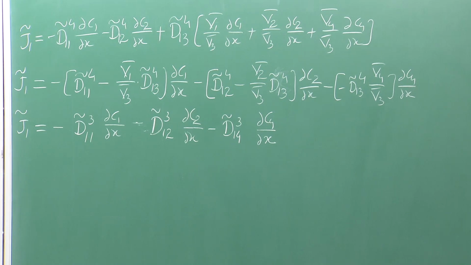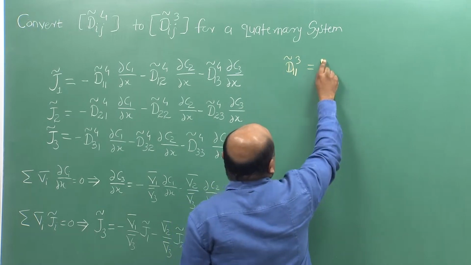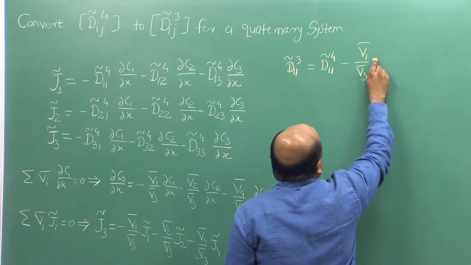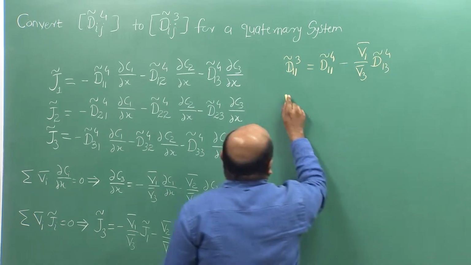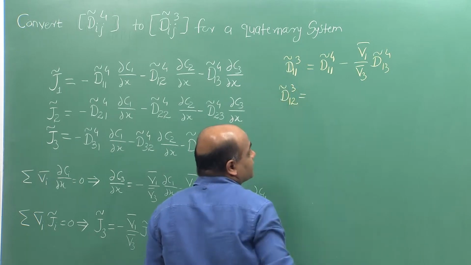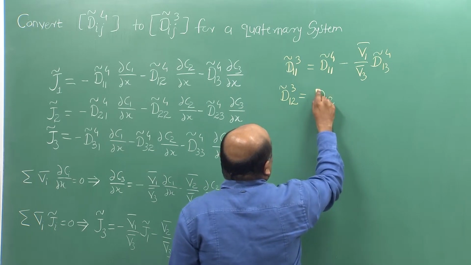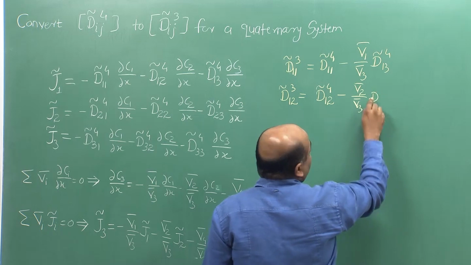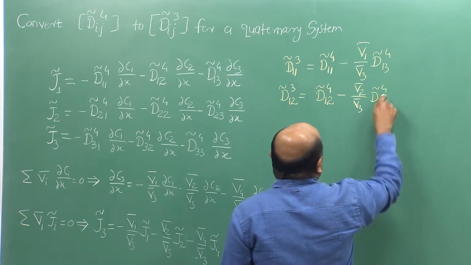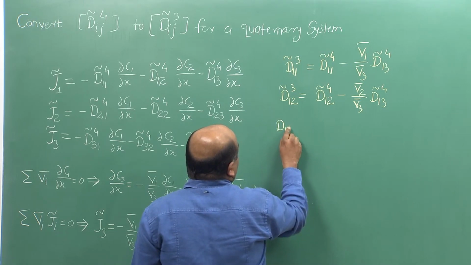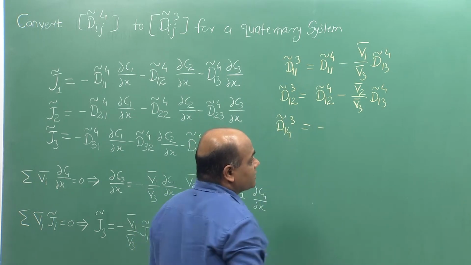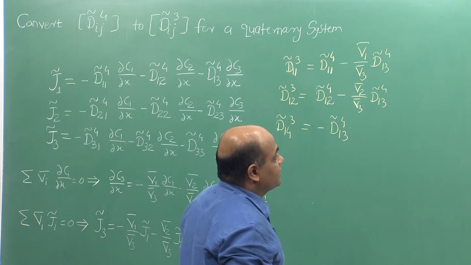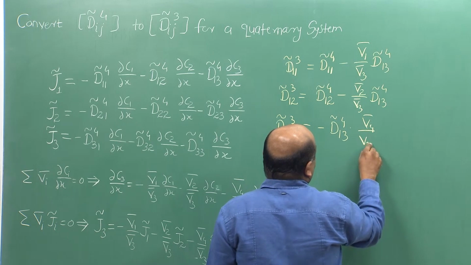So, we can write D11 tilde 3 is equal to D11 tilde 4 minus V1 bar over V3 bar into D13 tilde 4, D12 tilde 3 equal to D12 tilde 4 minus V2 bar over V3 bar into D13 tilde 4, and D14 tilde 3 is equal to minus D13 tilde 4 times V4 bar over V3 bar.